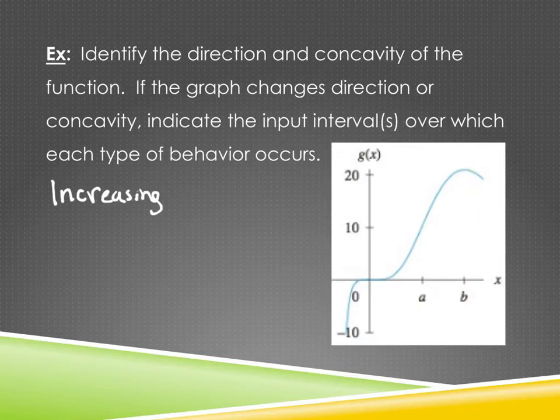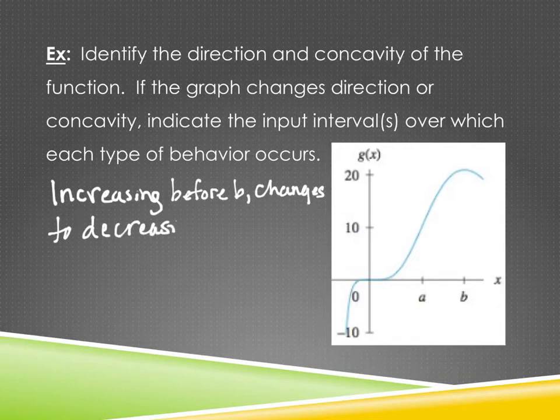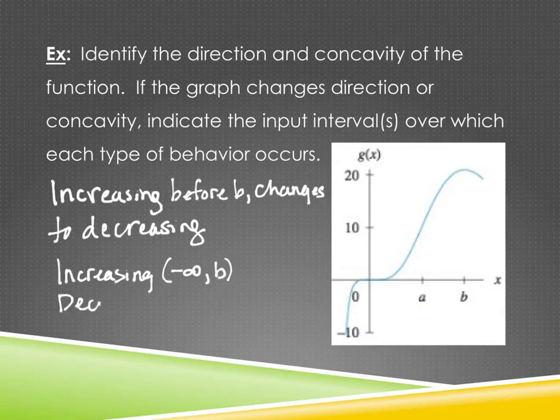Okay? So there's nothing specific on how we have to write this right now. So you can write that in words. It's increasing before B. And then it changes to decreasing. Okay. There's other ways that you could look at that. The back of your book might do this. It might tell you that it's increasing from negative infinity to B, like that, in an interval. It might write it that way. And that it's decreasing from B to infinity. Okay? They didn't tell you how you had to write it, so there's going to be some options here.